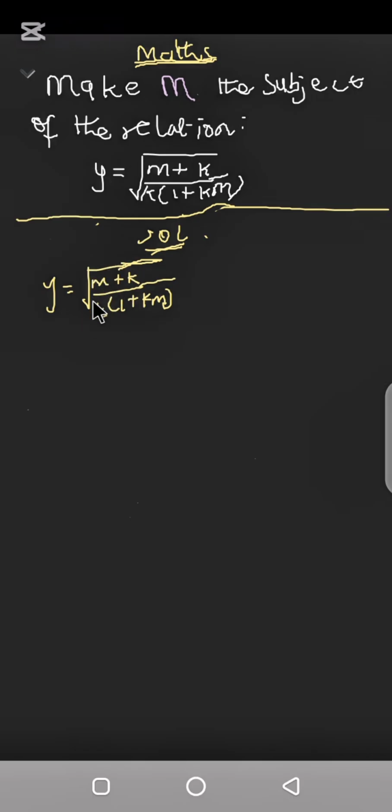Now, to eliminate this first militant here, what we are going to do is to introduce the reverse operation. The reverse operation to square root is square. So I'm going to square both sides. So just square here and also square there. When you square both sides, this square root function will be taken care of by this square. And now it's a little bit clearer. I can now see what we have: (m plus k) divided by k into (1 plus km).